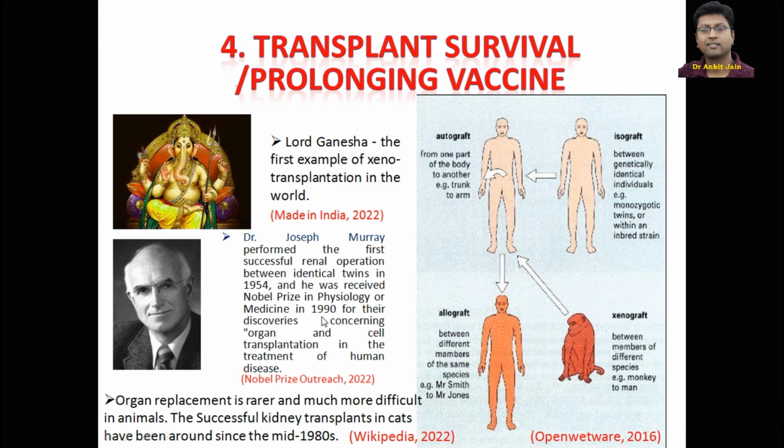1990. So there are three types of graft. Isograft is when the same individual is getting their own organ, or monozygotic twins are getting their own organ. When an animal or human is getting an organ from a different human being or animal of the same species, it is called an allograft. Or when a human or animal is getting an organ from a different species, it is called a xenograft.